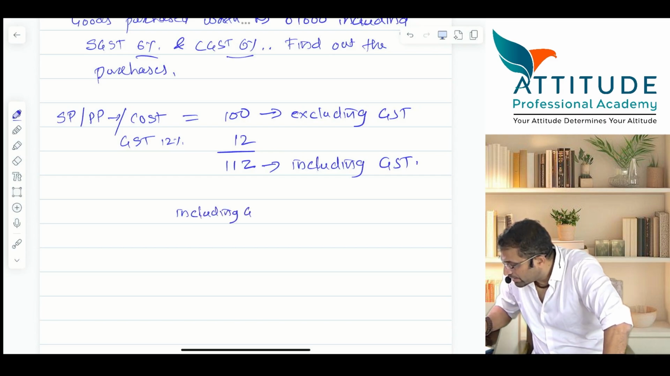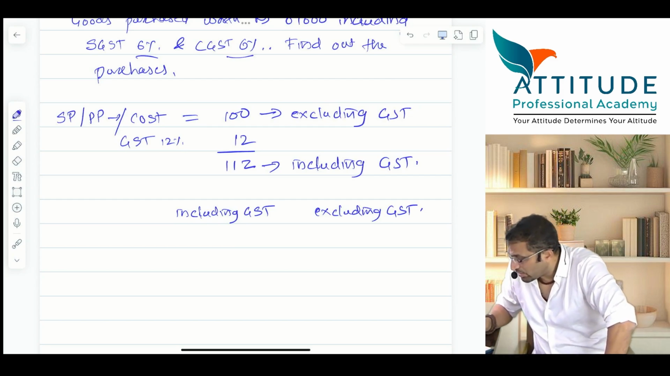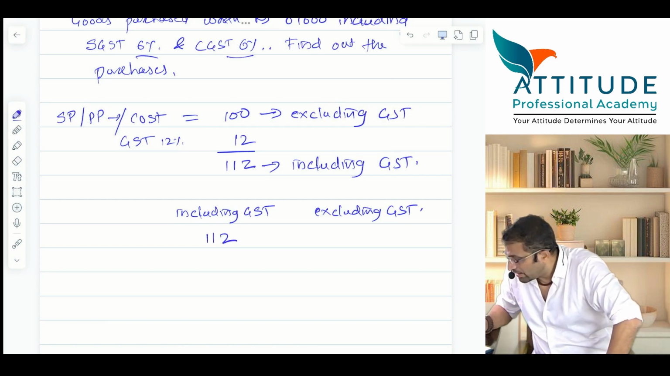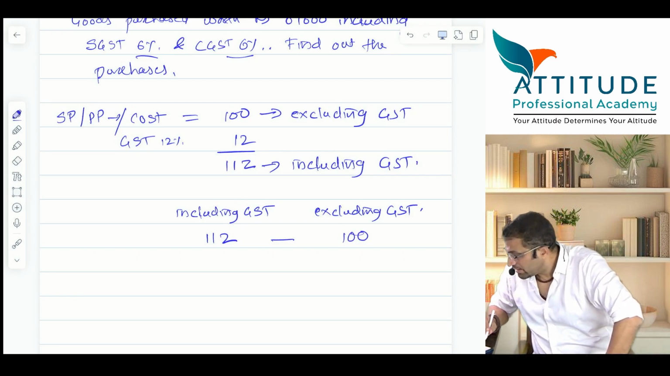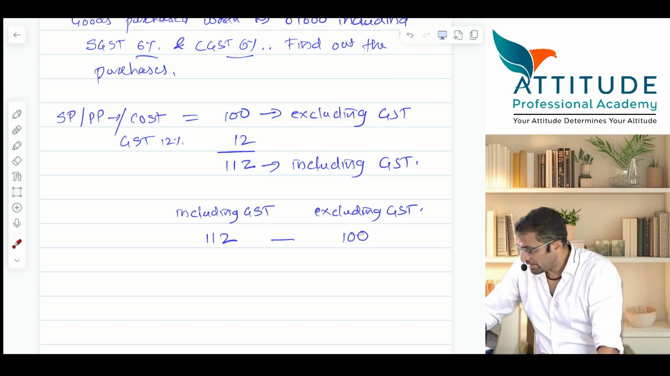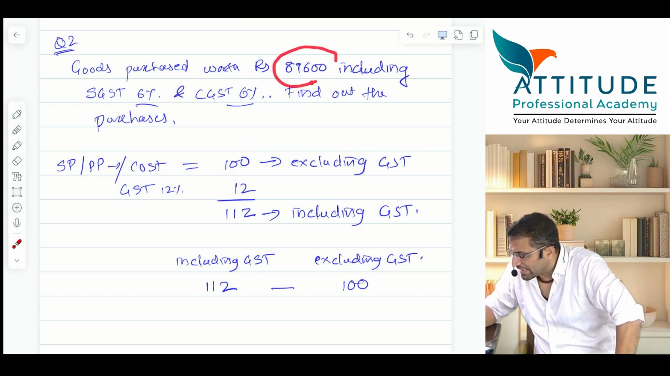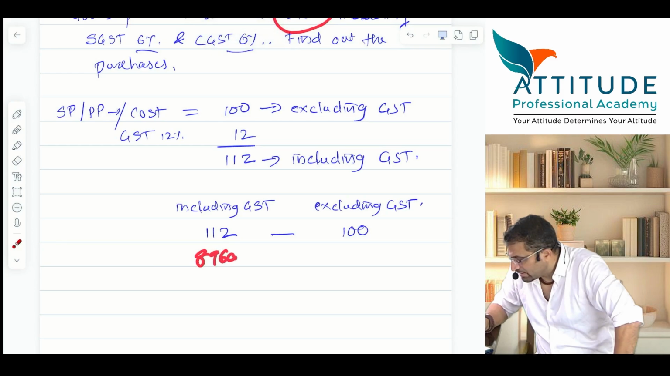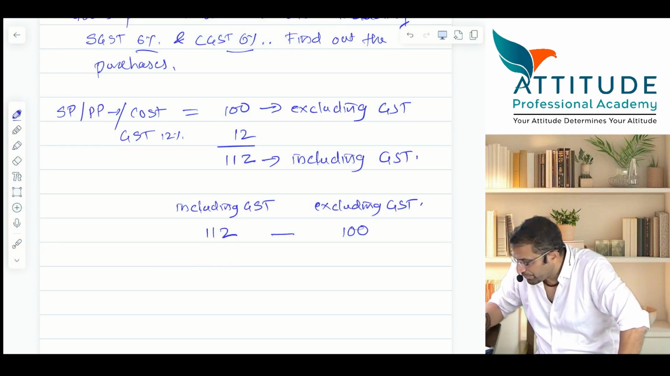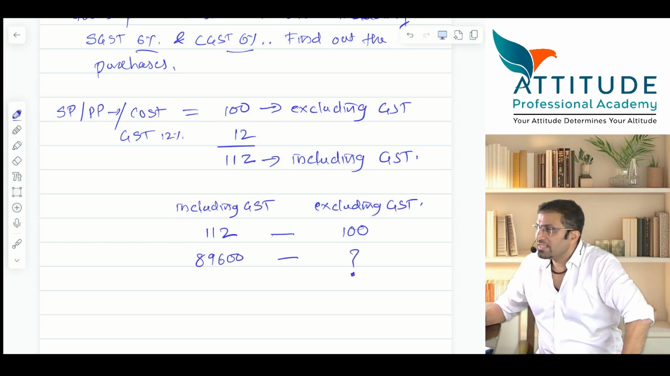Now put the numbers here. Including GST, excluding GST, correct? 112 is including, 100 is excluding GST. All of you got it? Now tell me, in the sum 89,600 is, so where should I write? Here, 89,600. Tell me, what is the amount excluding GST, which is the purchase price.